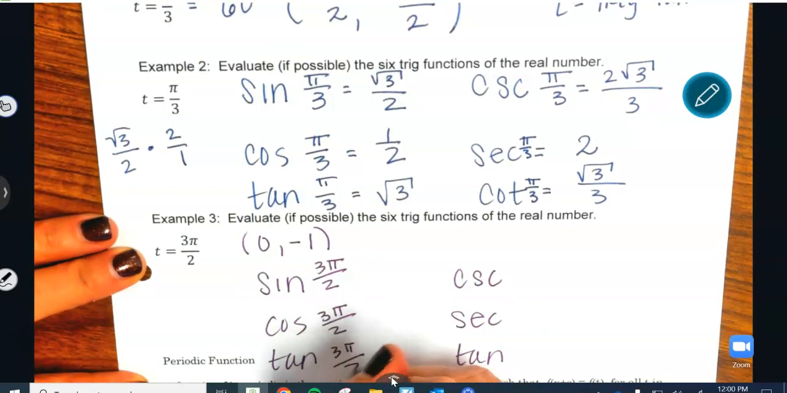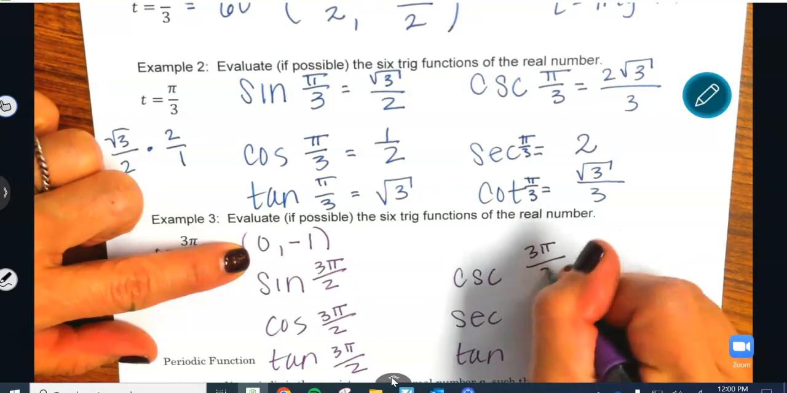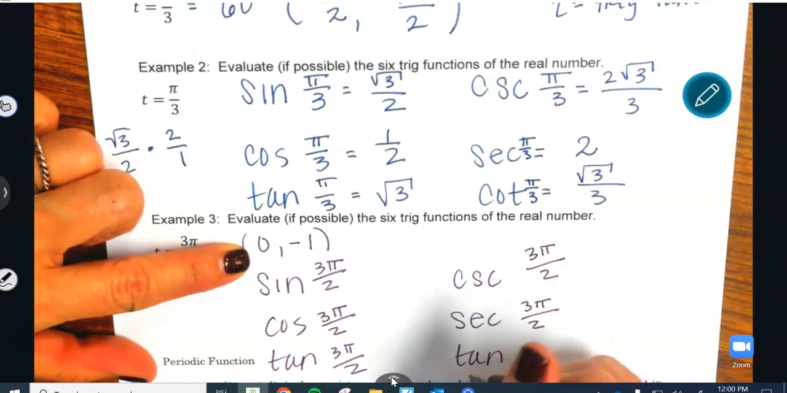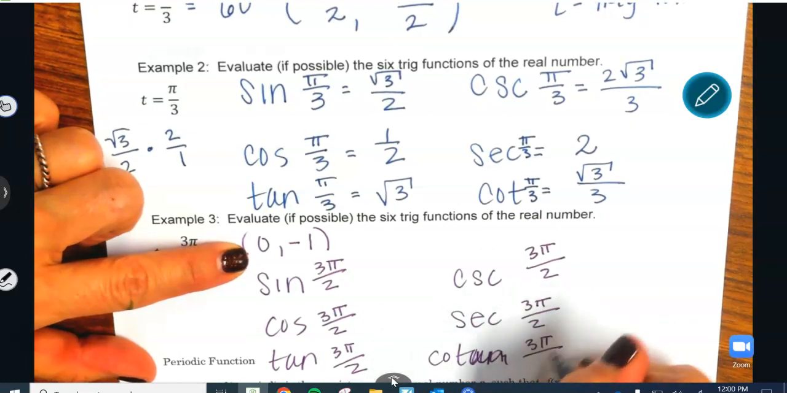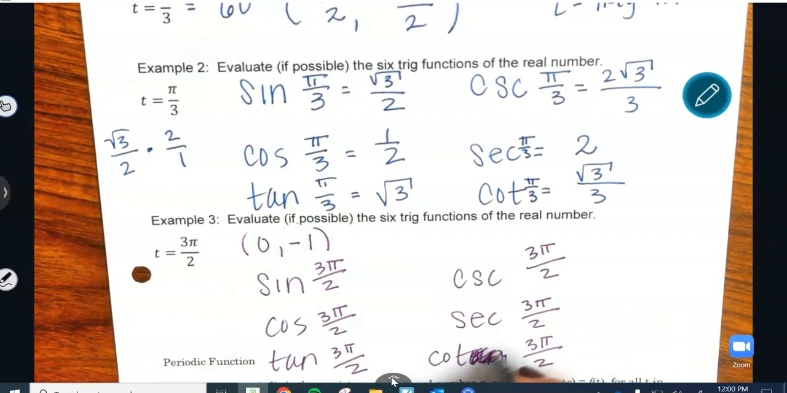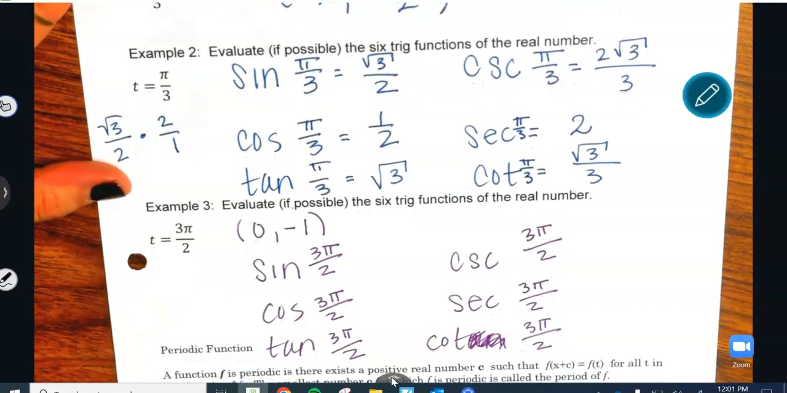Now you got to be careful because sometimes when you have an ordered pair that has a 0 in it, some stuff is going to be undefined. Oops, that should be cotangent. That's why we have the words if possible. Sometimes it is going to be undefined. That's why we have those 2 words, if possible. All right, here we go.